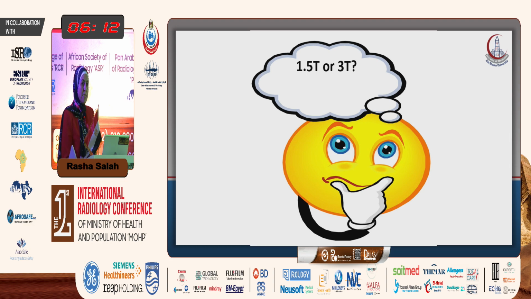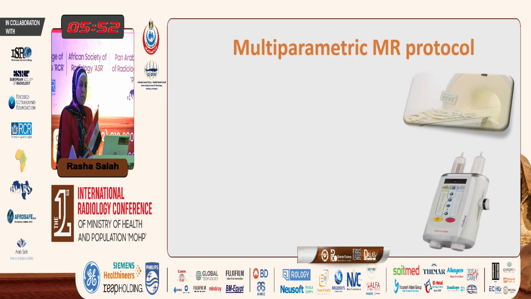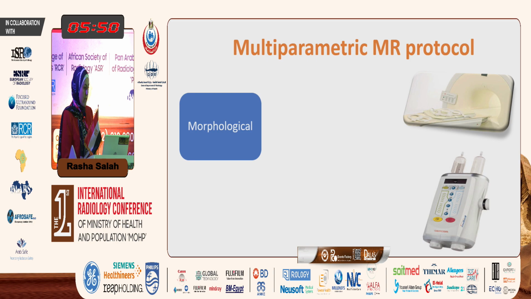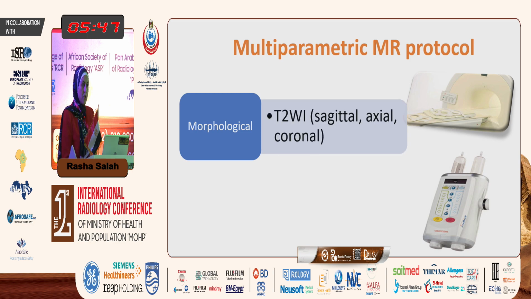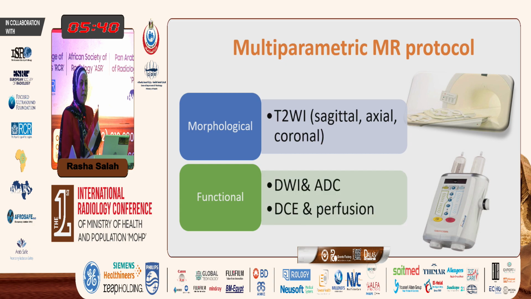Also, if the 3T is not available, 1.5T can be used, but with limitations, because as we know 3T has a better image resolution and better evaluation, and it is recommended for prostate imaging by the guidelines compared to 1.5T. The multiparametric MRI includes morphologic evaluation, which is the T2 weighted image in multiplanar, as we will mention shortly, and then we perform the functional imaging, including diffusion and ADC, and also the dynamic contrast enhanced images.